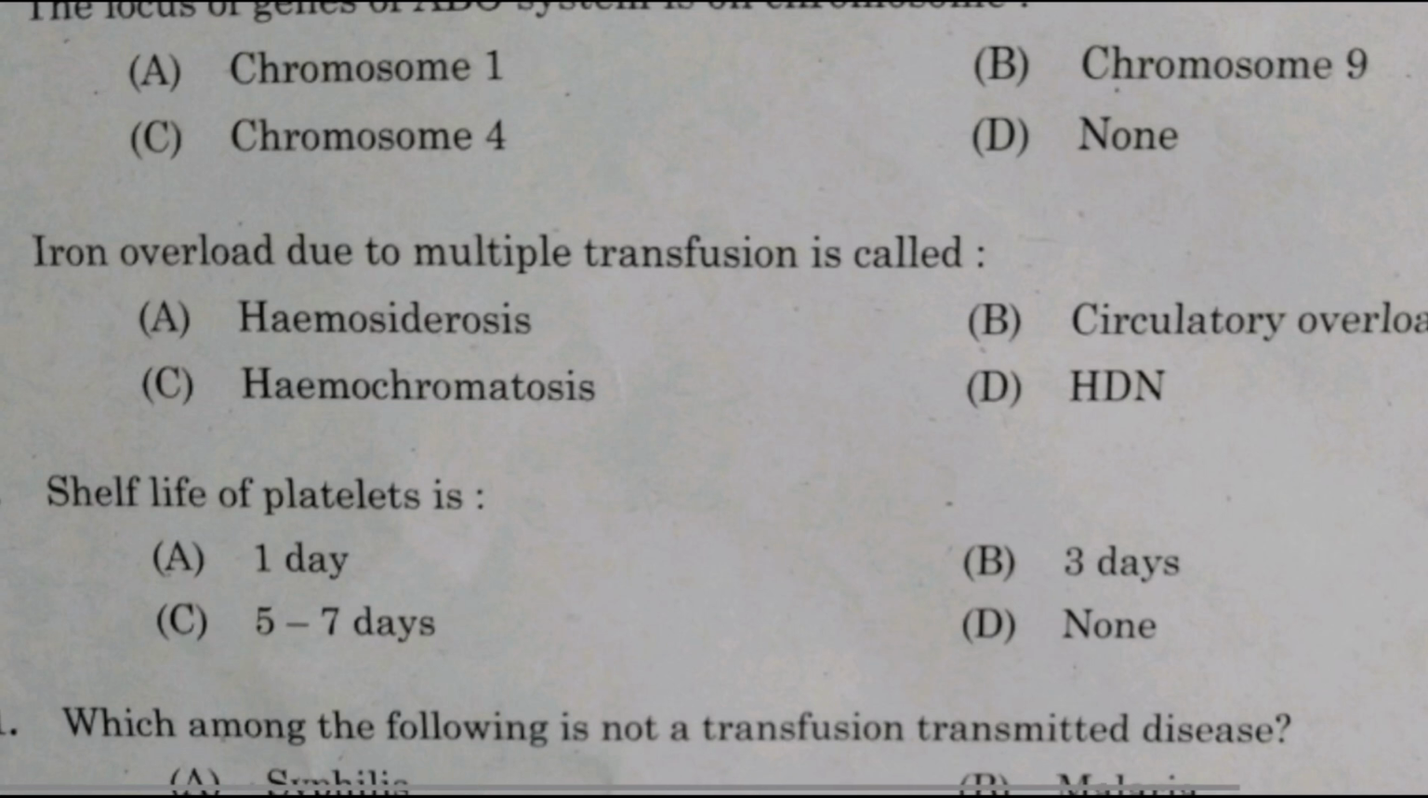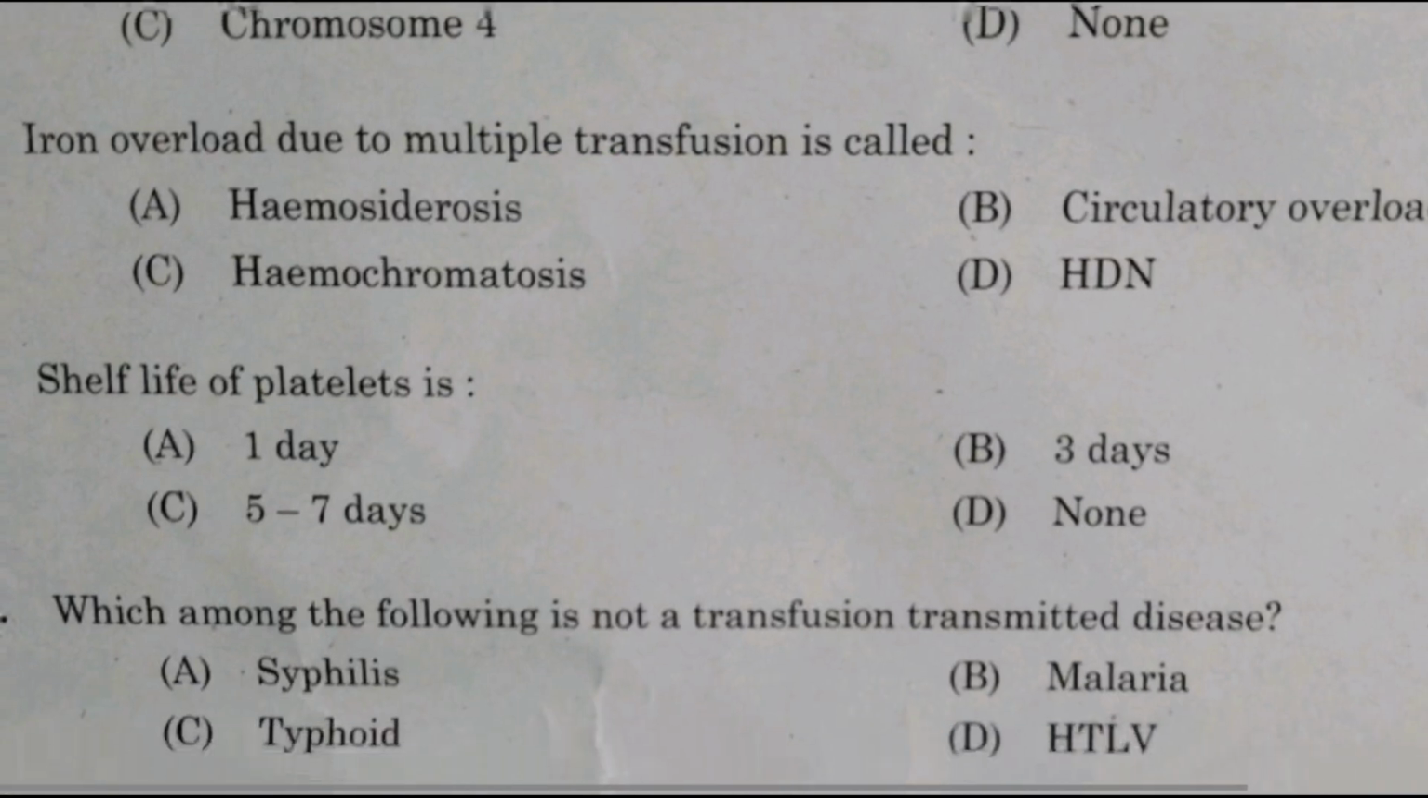Next one. Iron overload due to multiple transfusion is called. The right answer is option A, hemosiderosis. Next one. Shelf life of platelet is. Right answer option C, 5 to 7 days. Next one. Which among the following is not a transfusion transmitted disease? The right answer option C, typhoid.